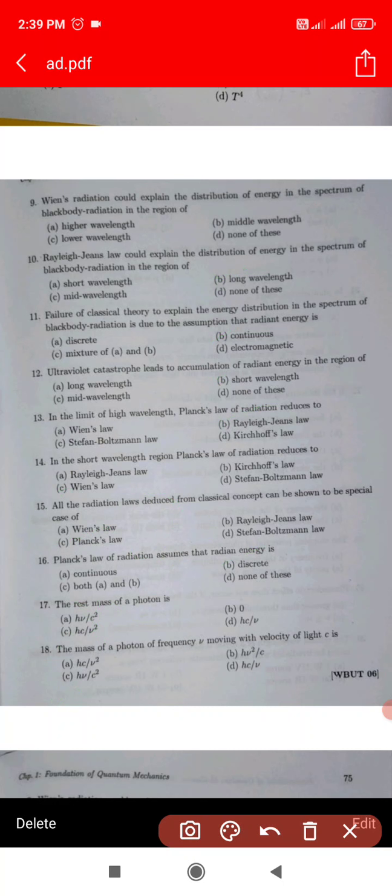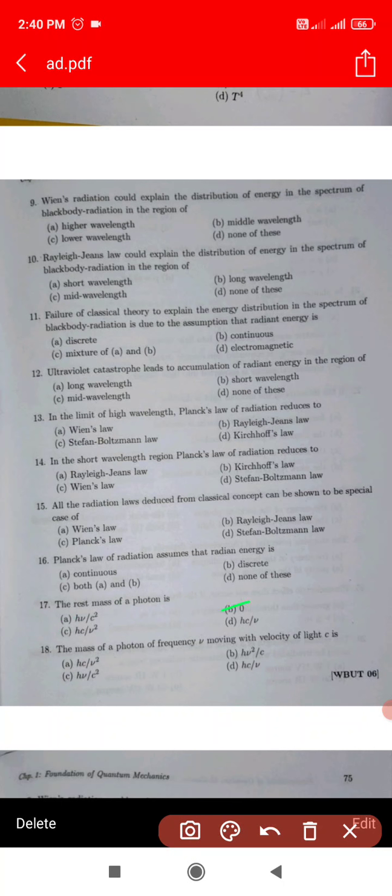Next question, 16th one: Planck's law of radiation. Next question: the rest mass of the photon is h nu divided by c square. A is the answer. Next, 18th one. I am telling it wrong. Rest mass of the photon is 0.